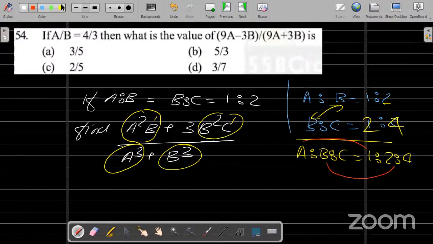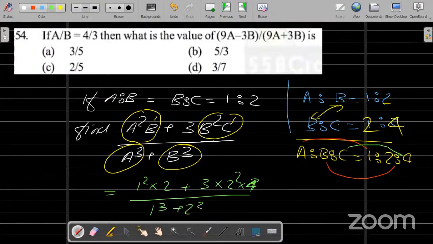After getting A is to B is to C is 1:2:4, just substitute the value of A as 1, B as 2, and C as 4 in the expression. 1 square into 2 plus 3 into 2 square into 4, C is 4, right? Divided by 1 cube plus 2 cube. So 2 plus 4 into 4, 16 into 3, 48, divided by 8 plus 1, 9. So it will be 50 by 9, the answer to the question. Hope the idea is clear to you.